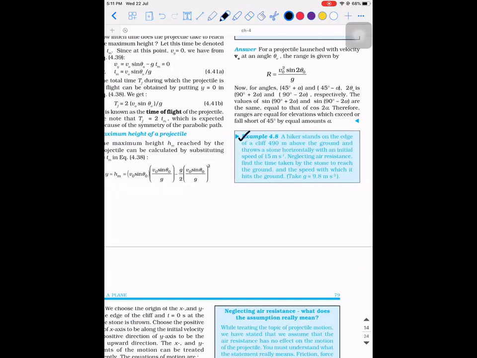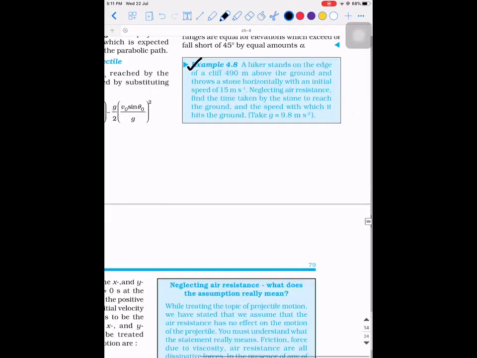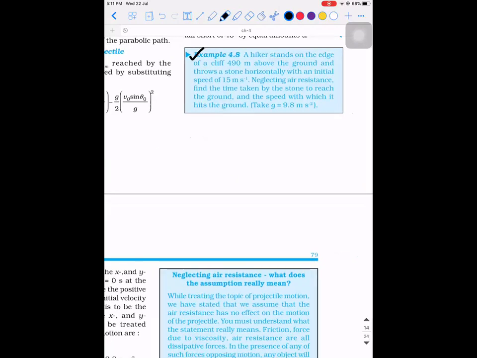Okay. So look at example 4.8 on page number 78. That is the 14th page of the PDF. The question is, a hiker stands on the edge of a cliff 490 meters above the ground and throws a stone horizontally with an initial velocity of 15 meters per second. Neglecting air resistance, find the time taken by the stone to reach the ground and the speed with which it hits the ground.